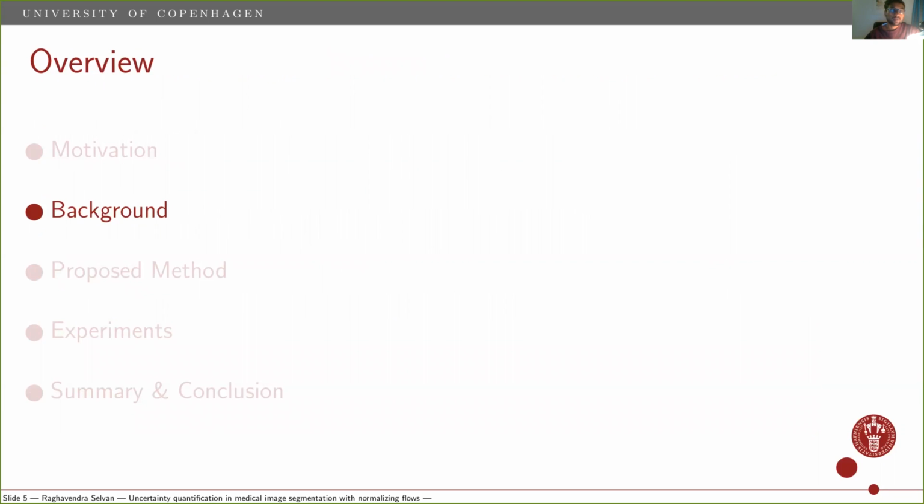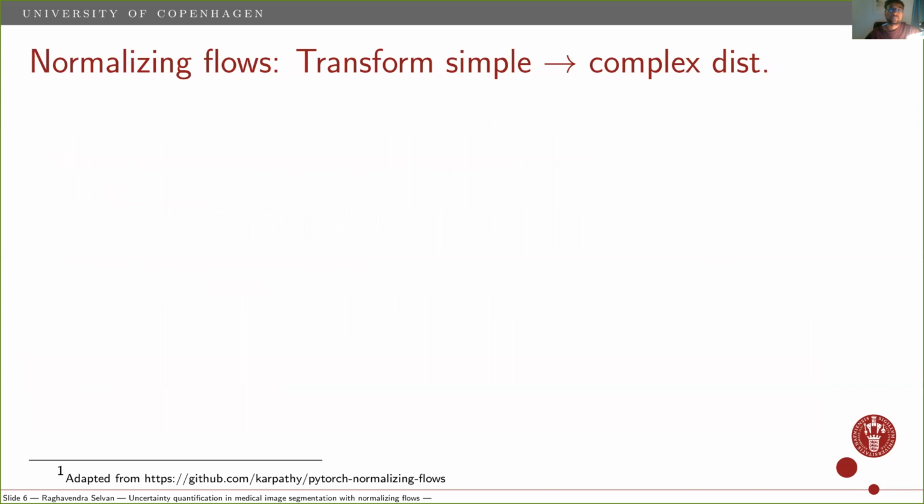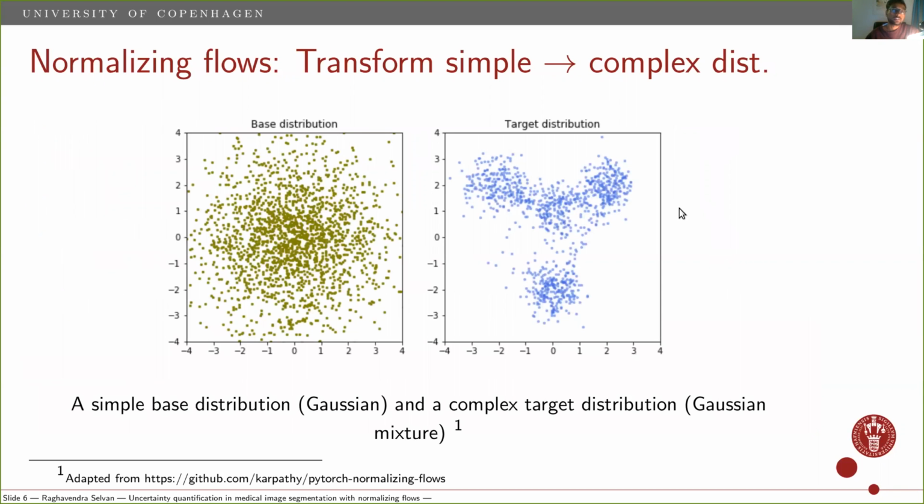In terms of background, the key idea used in this work is normalizing flows. In essence, normalizing flows are transformations of probability densities and distributions from simple to complex ones using sequential maps. For instance, if we have a base distribution, which is Gaussian in this case, we want to transform it to a target distribution, which is a mixture model here with 4 modes. How is that done?